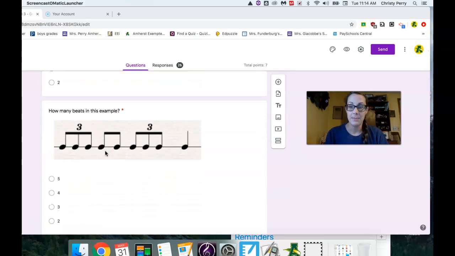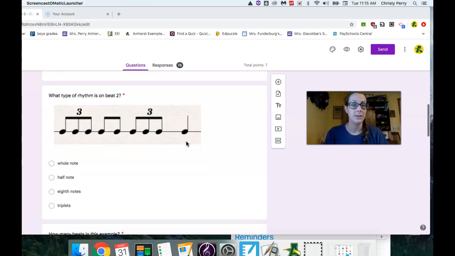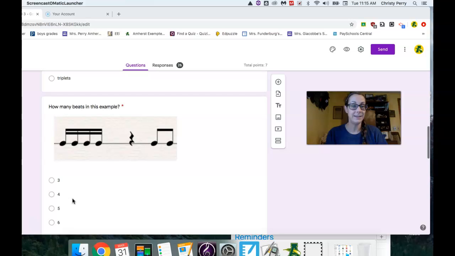How many beats in this example? I see triplets on beat 1, 8th notes on beat 2, triplets on beat 3, and a quarter note on beat 4. Triplet 2 and triplet 4, beat 4. What type of rhythm is on beat 2? We have triplets on beat 1. We have these 2 notes beamed together on beat 2. Is that a whole note, half note, 8th note, or triplet? How many beats in this example? 16th notes, 1 E and a, beat 2, and then 8th notes here on beat 3.